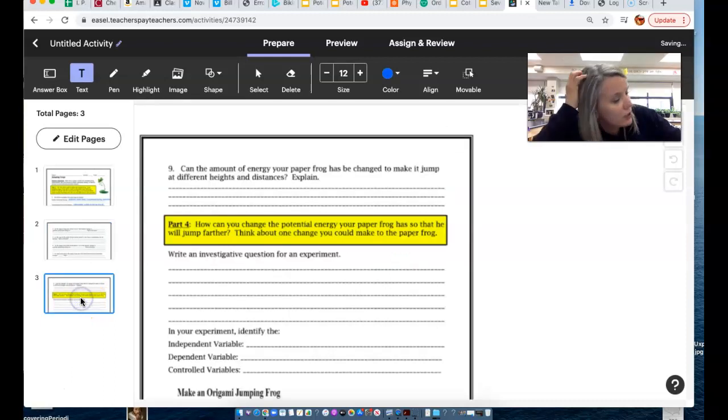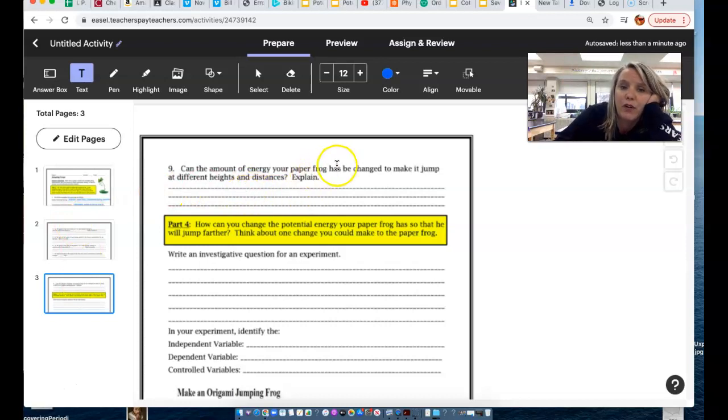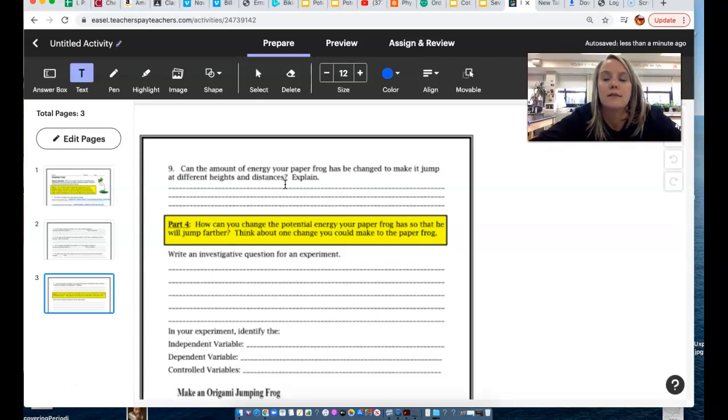And then on the very last page, it says, can the amount of energy your paper frog has be changed to make it jump at different heights and distances? Well, you made a couple of them with a couple different materials in class. What do you think? Can you change the design of your frog? Can you change the material that the frog is made out of to make it jump at different heights and distances? What did you find to be true? And why do you think that is? Why do you think the potential or kinetic energy changes based just on the material alone, or maybe how you press down on the frog?